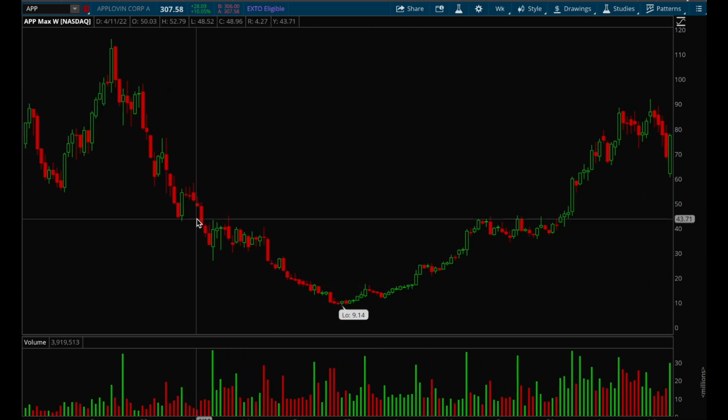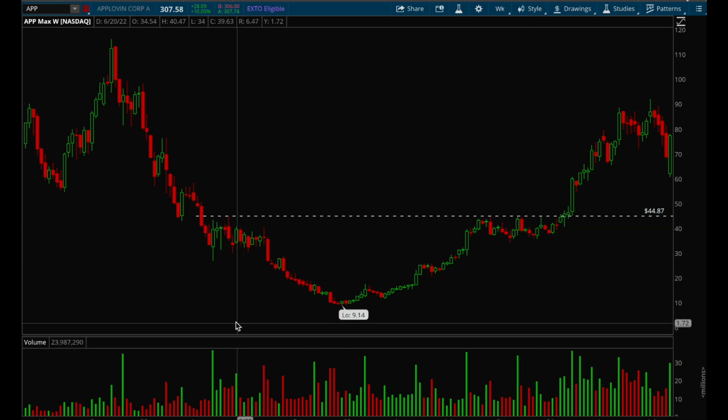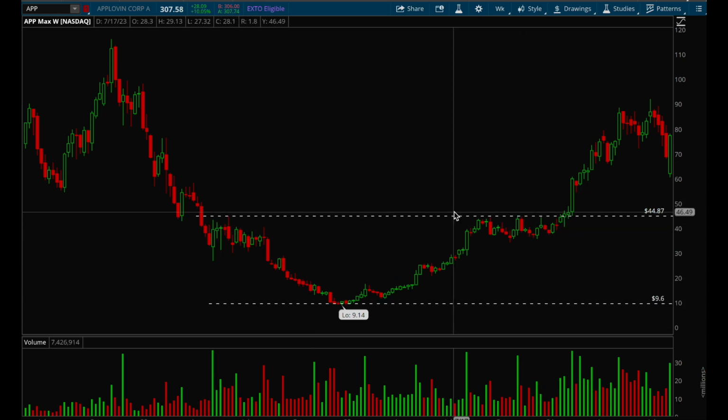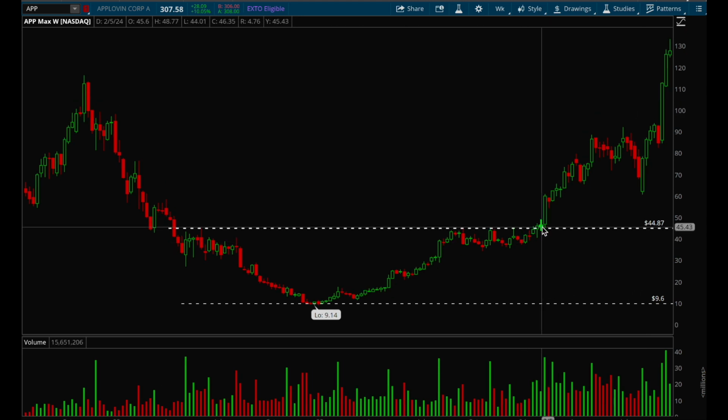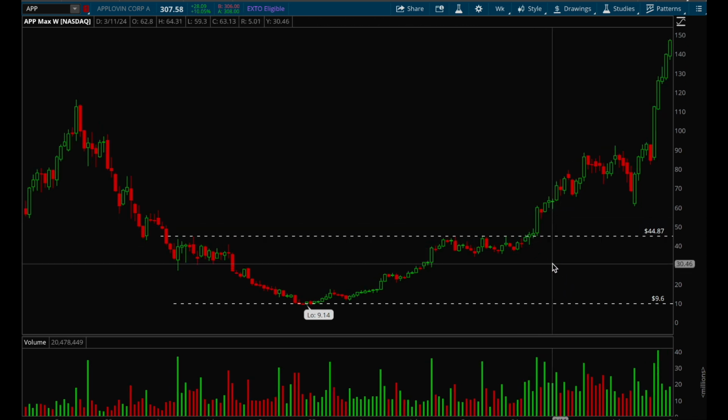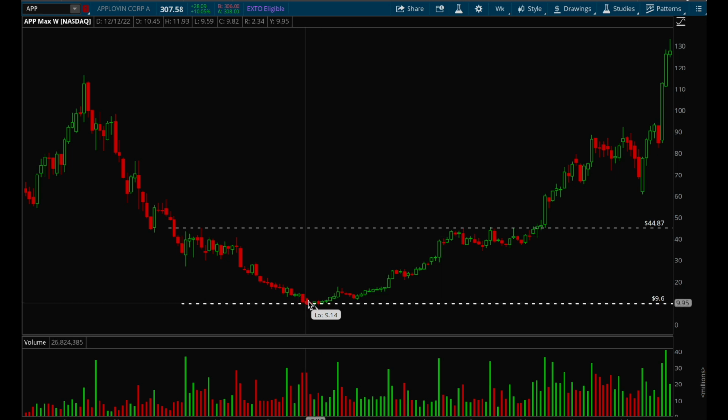And then here we kind of started forming a base, right? Now there's multiple rejections, right? So this is the big base that APP formed. And then here is when we enter stage 2, right? Now we are entering an actual uptrend once we break that level. That's when you want to be paying very close attention to this name. Technically, even though the low was $9, the high probability trade and the best time to be buying this is at that $45 level when we break stage 1.